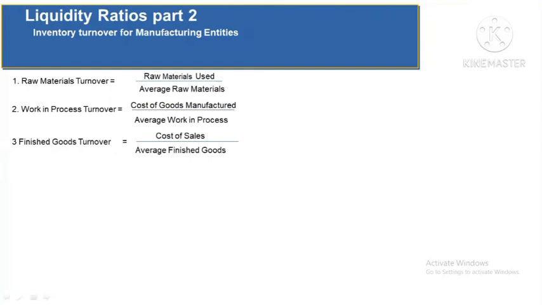Sir, what's the meaning of raw materials turnover, work in process turnover, and finished goods turnover? Okay guys, let's start with the raw materials turnover. Of course, you will buy some raw materials, and then you are to store it in a warehouse for quite some time, and then you will use it in the manufacturing process, and then you will purchase raw materials again. So the number of times that cycle repeats in a business year is the raw materials turnover.